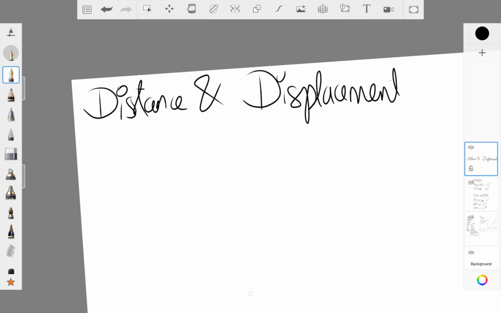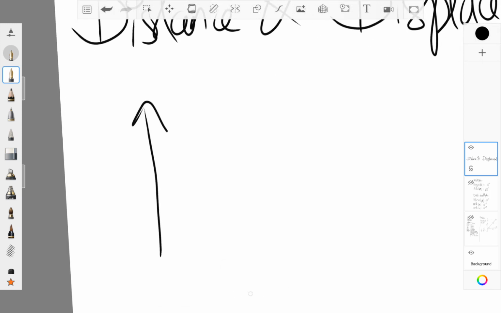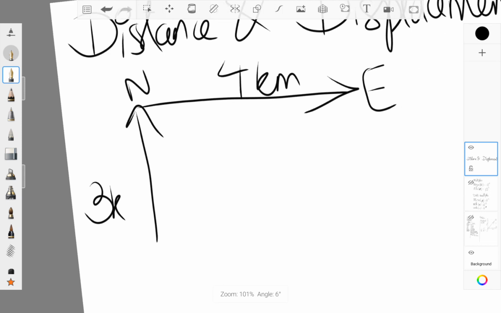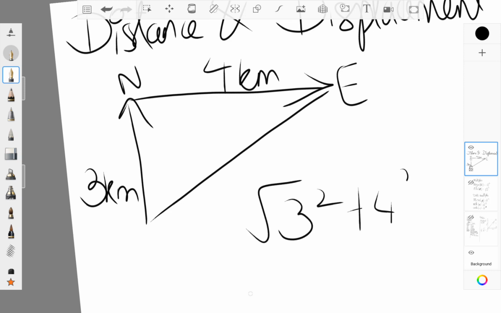Now, the definitions alone won't help you understand the difference between the two, so it's best to use an example. If I have a moving body that's going 3 kilometers north, and then it goes, let's say, 4 kilometers south east. The distance traveled by the moving body is 7 kilometers, 3 plus 4. However, the displacement of the moving body can be found using the Pythagoras theorem, which would be the square root of 3 squared plus 4 squared.